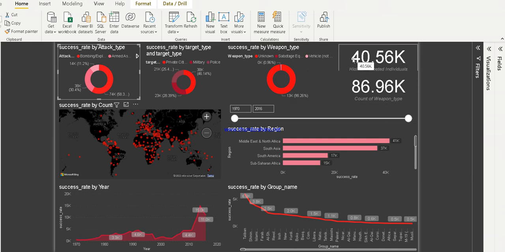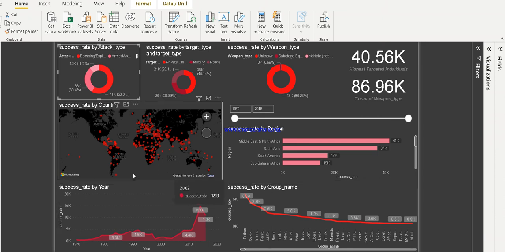The next two cards include the total number of targeted individuals, right now around 56K, which is at a single time death, and the total count of weapons used is approximately 86,000.